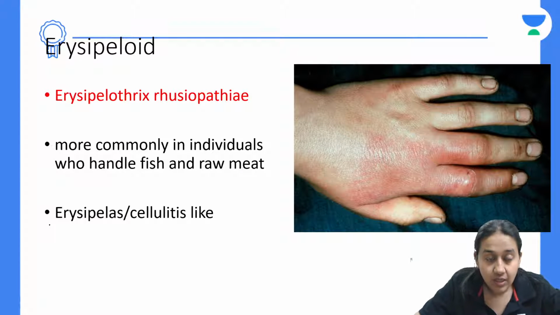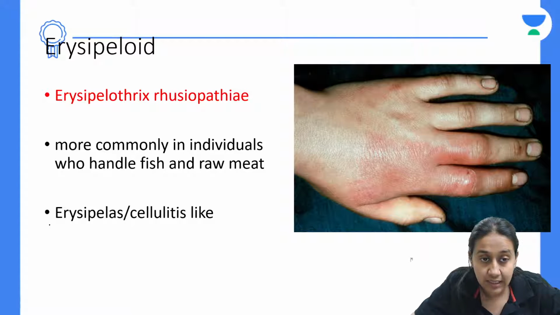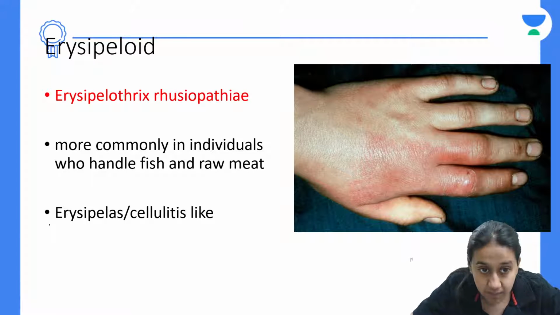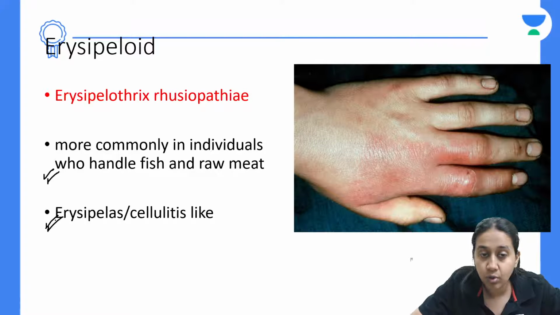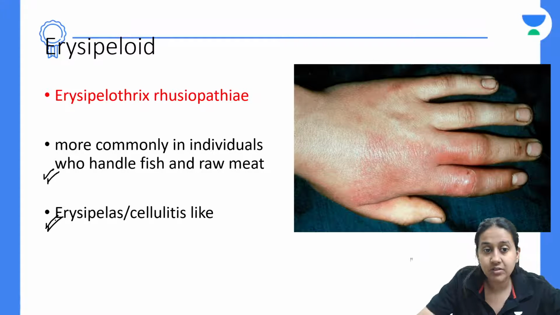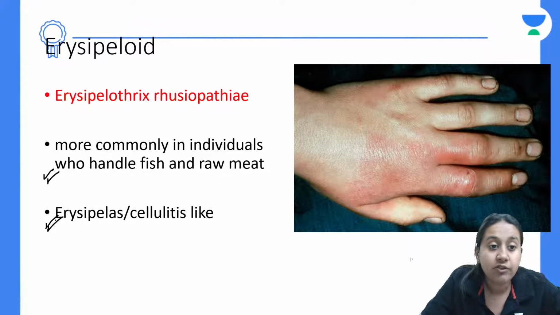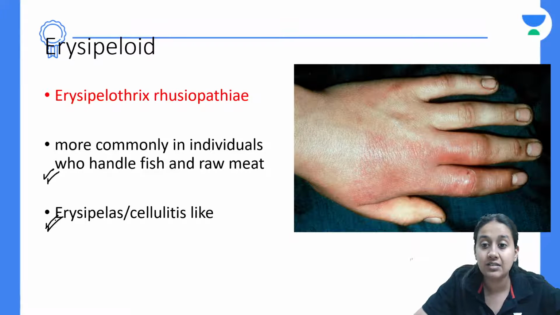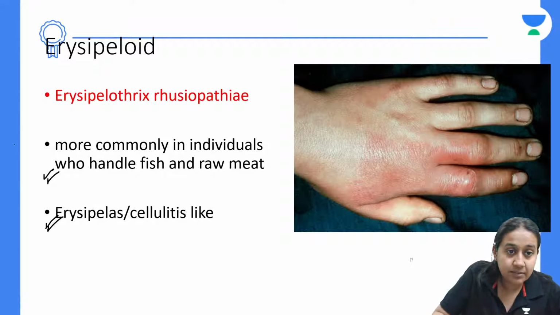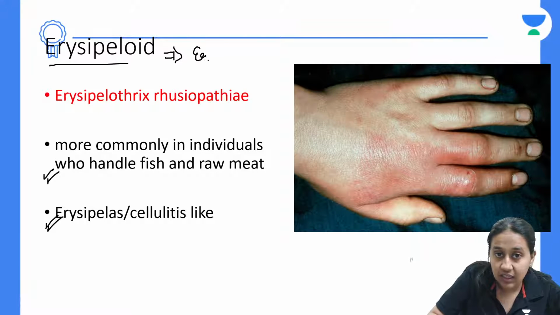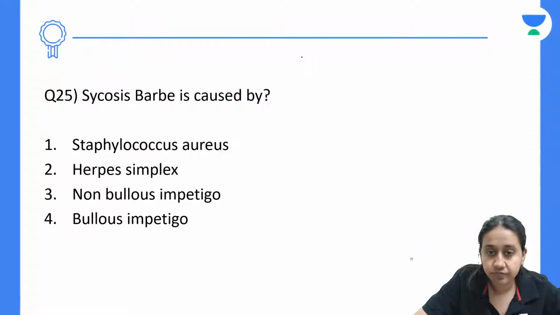Erysipeloid is the infection which occurs secondary to Erysipelothrix rhusiopathiae. It is more common in individuals who handle fish and raw meat, and erysipelas or cellulitis like presentations can be seen. But because the causative organism is not Streptococcus, we are not calling it erysipelas, we are calling it erysipelas like, that is erysipeloid. Clear? The clinical presentation is similar to erysipelas, but the causative organism differs.